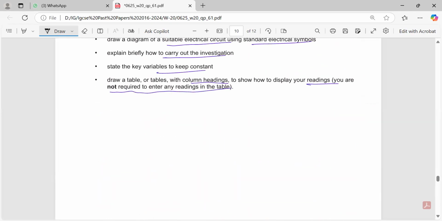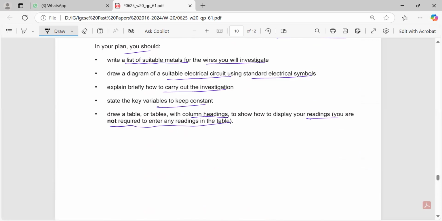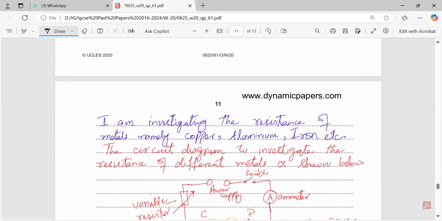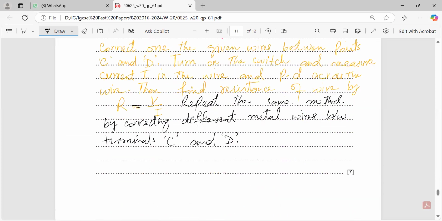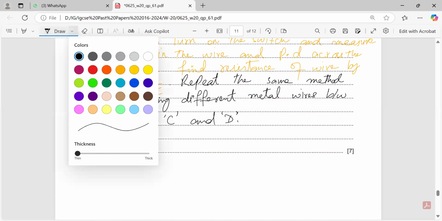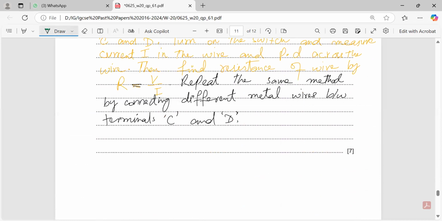Next point is to state the key variables to keep constant. Here, see, we are just considering the nature of the material, the material of the metal wire. So what we are going to keep constant, my dear friends: length and area of cross section of wires is kept constant.